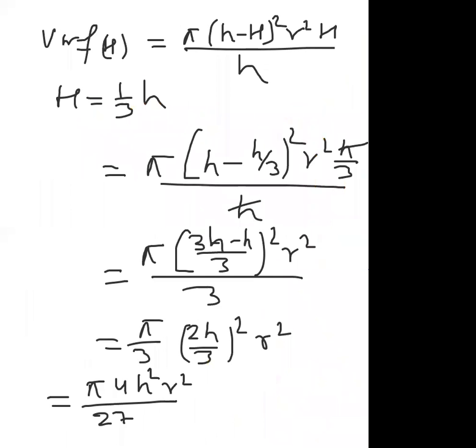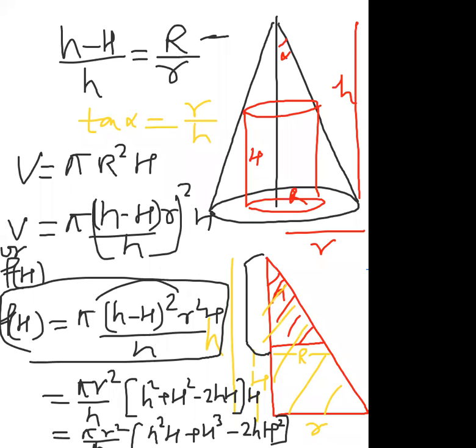Wait, Krishna, 1 minute, wait. Yes, Krishna. Sir, in this F(h) step, won't there be h square in the denominator? Yes, you are right. Remove your raising hands. Fine.